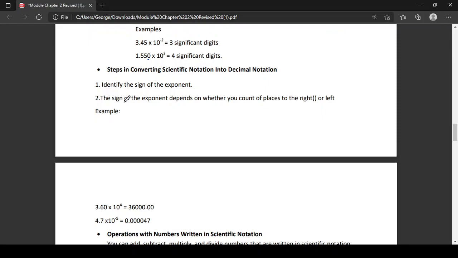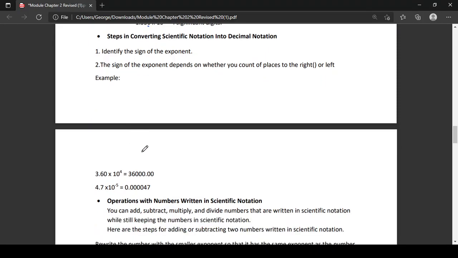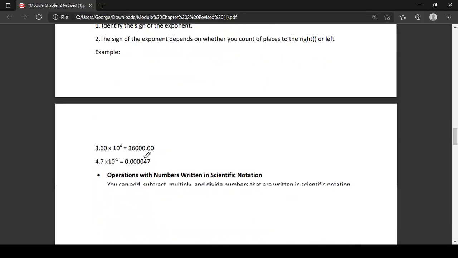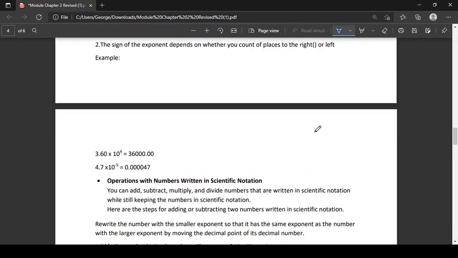Well, medyo complicated siya kung dito basahon, correct? So, hindi. Joke lang.